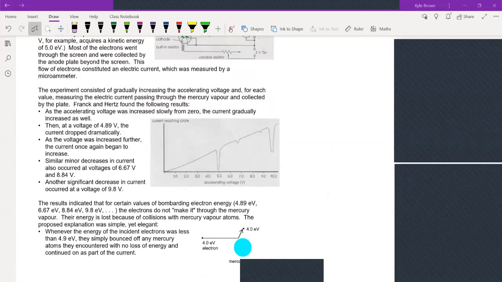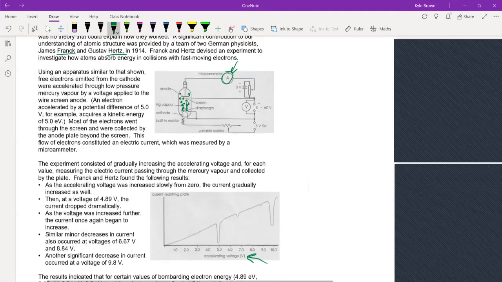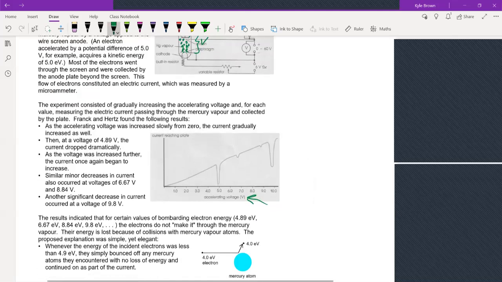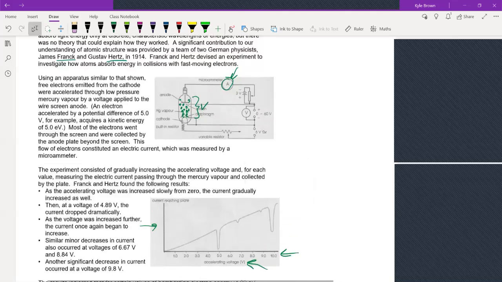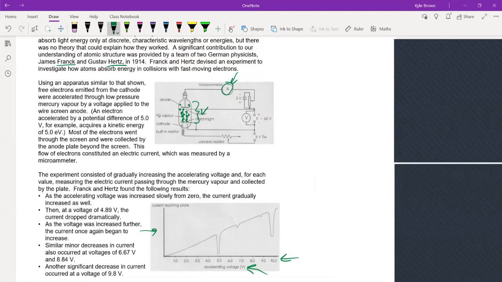So here's what they had. As they would turn the voltage up, they'd apply a bigger and bigger voltage across the cathode and the anode. So that goes up and up and up, and that's what our X axis is here. Then on our Y axis, we've got our current. The current is really measuring how many of these electrons are actually making it to the other side. That's what we're measuring with the ammeter.